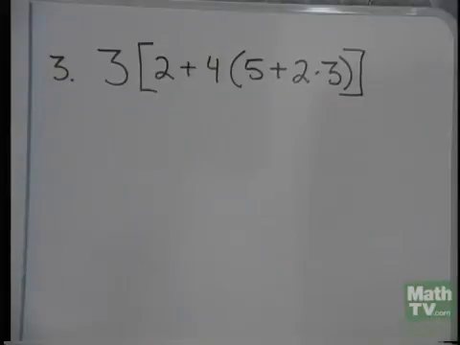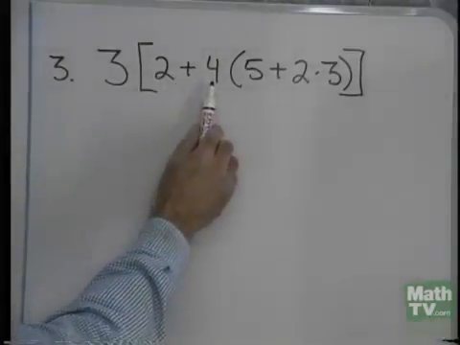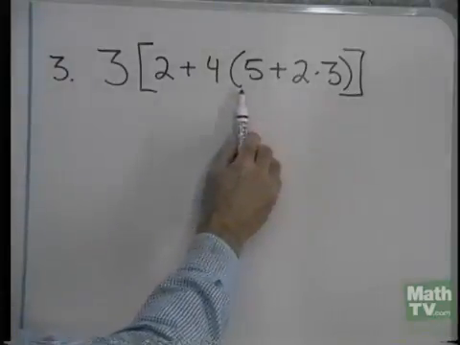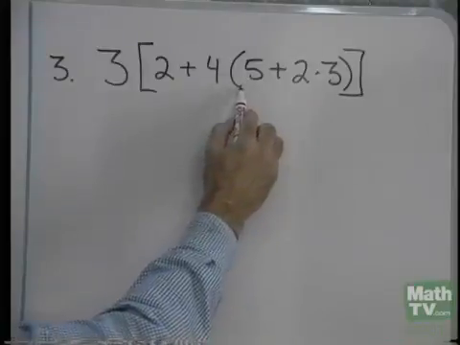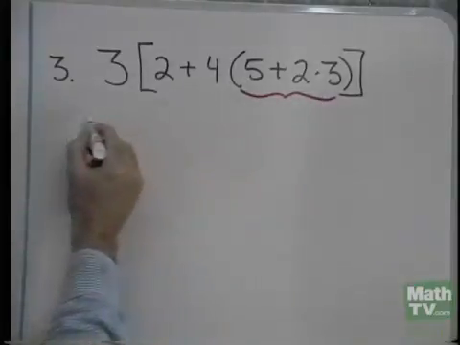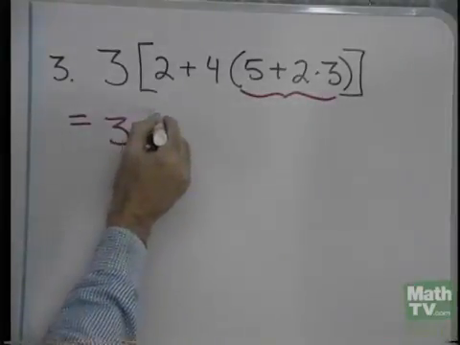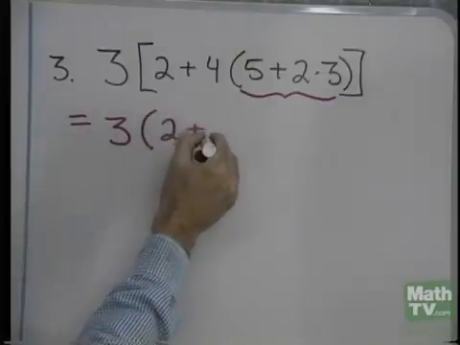So problem number 3, we want to simplify 3 times this quantity, 2 plus 4 times, and then inside the parentheses here, 5 plus 2 times 3. So my rule tells me that I want to go inside the innermost parentheses first, and then I simply apply that rule for order of operations inside there.